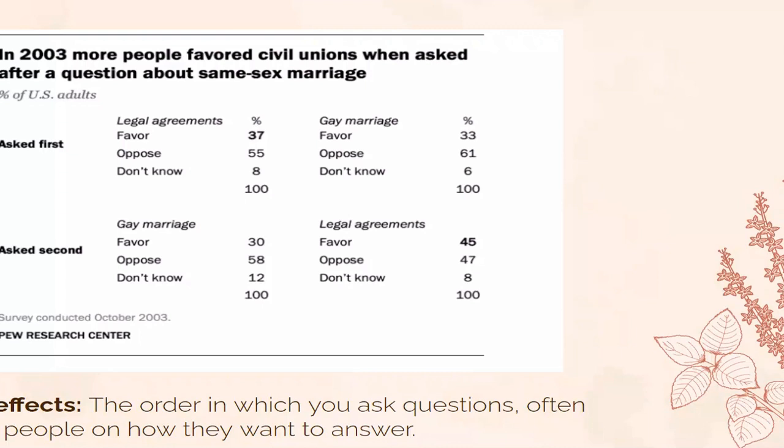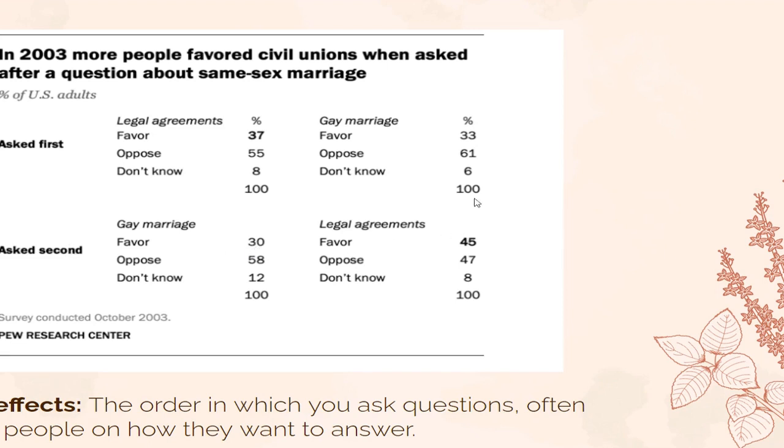So in this survey, people were asked if they were in favor of civil unions when asked after a question about same-sex marriage. This happened in 2003. At the time, same-sex marriage was considered controversial, and civil union was sort of a way of getting to that without saying it. You'll notice that when people were asked first if they were in favor of legal agreements, those in favor was 37%. And then it fell. And when asked second, it rose.